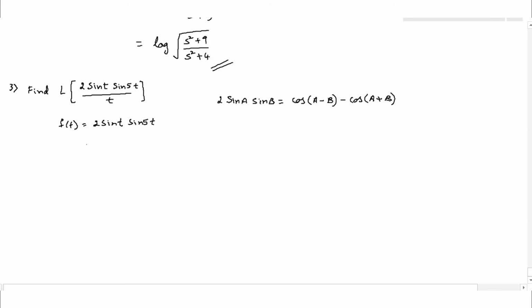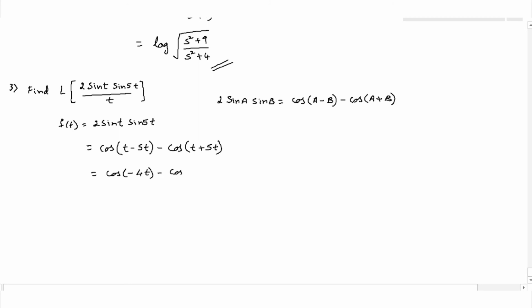2 sine A sine B will be nothing but cos of A minus B minus cos of A plus B. So if you use this particular formula over here, you will be getting the value to be equals to cos of A minus B. So in this case, your A value is t, B value is phi t. So A value is t minus B value is phi t minus cos of A plus B, that is t plus phi t. So this will be nothing but cos of t minus phi t will be minus 4t.